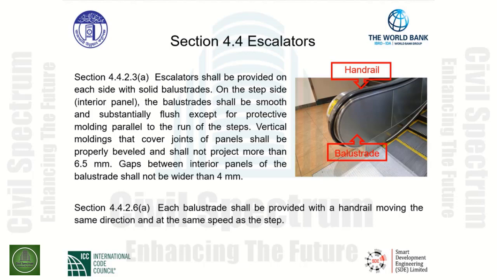Each balustrade shall be provided with a handrail moving in the same direction at the same speed as the step. This will allow the riders to adequately grasp the handrail and become stable. This section is also indicating that the handrail, while moving, must be moving at the same speed as the step, so there is either no lag or forward movement that would cause the people to lose their balance.